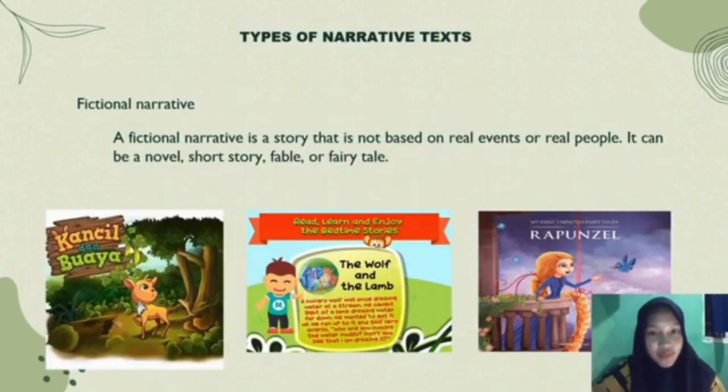Types of narrative text. The fictional narrative. A fictional narrative is a story that is not based on real events or real people. It can be a novel, short story, fable, or fairy tale. Here are three examples of fictional narrative. There are Kancil and Buaya, The Wolf and the Lamb, and The Last Rapunzel.